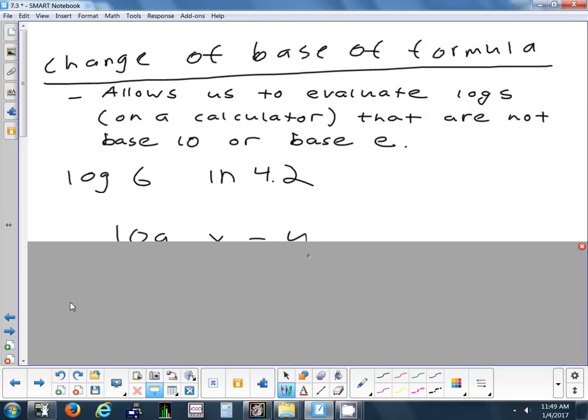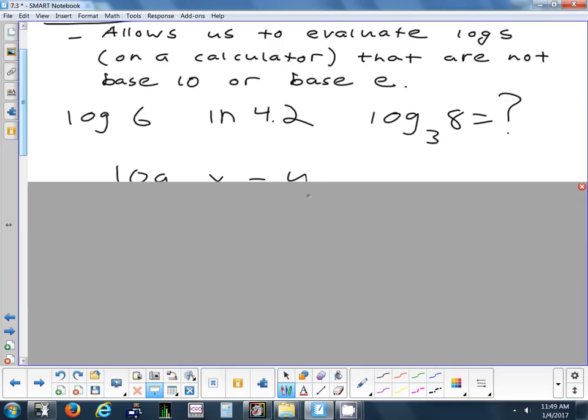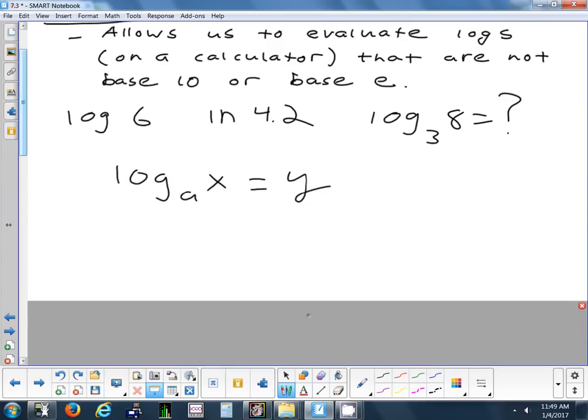But if I asked you to do something like this, I want to know the log of 8, but I'm not using a base 10 and I'm not using a base e. How do I type that in? That's what we're going to look at. How do you type something in that's a base besides 10 or e? Let's start with basically what I've written right here, except I'm not going to use a 3 and an 8. I'm just going to use any positive numbers.